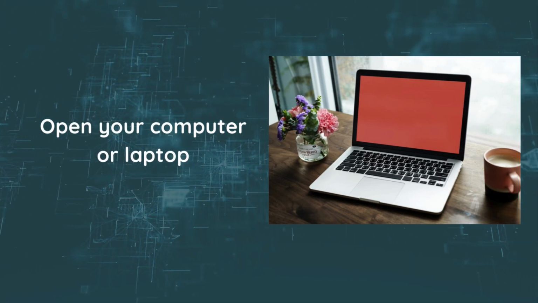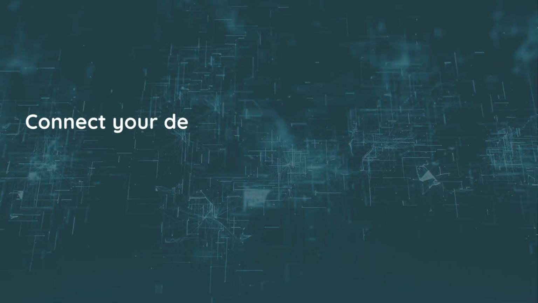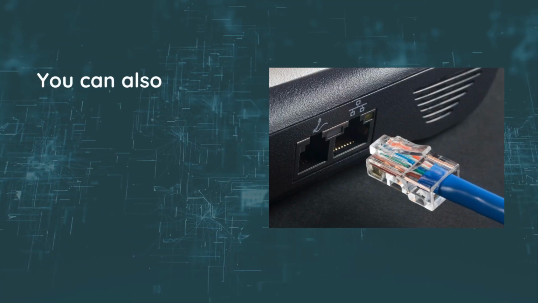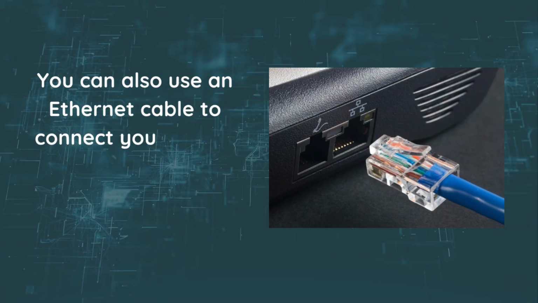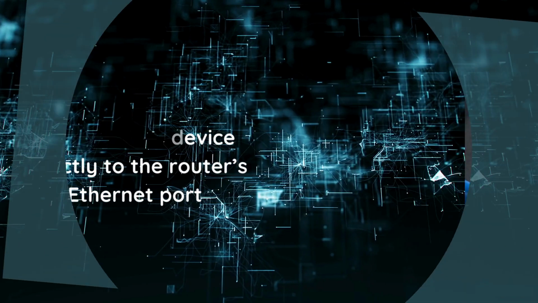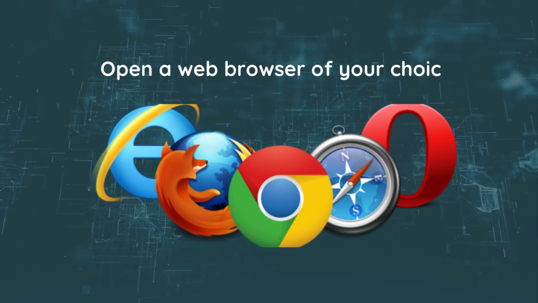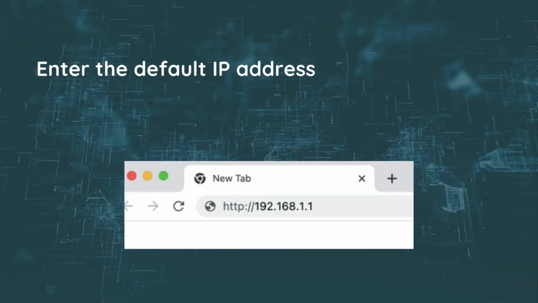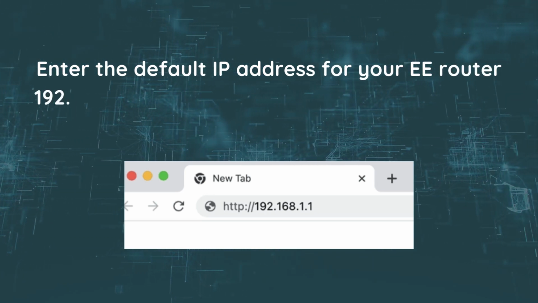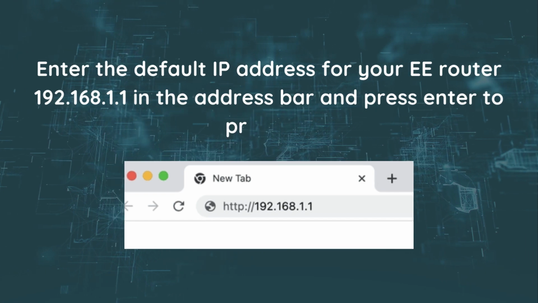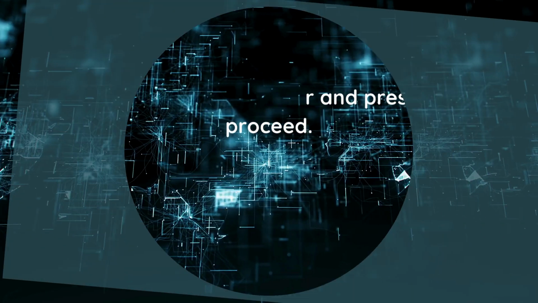Open your computer or laptop. Connect your device to your EE router's network. You can also use an Ethernet cable to connect your device directly to the router's Ethernet port. Open a web browser of your choice. Enter the default IP address for your EE router, 192.168.1.1, in the address bar and press Enter to proceed.